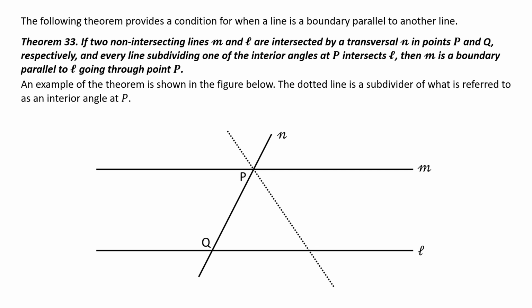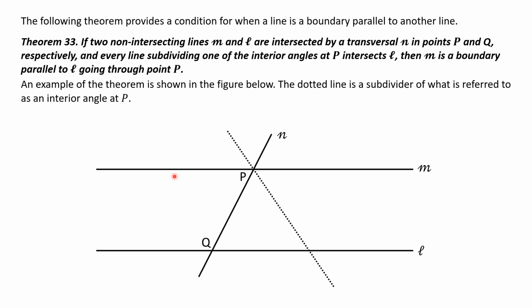The following theorem provides a condition for when a line is a boundary parallel to another line. If two non-intersecting lines, M and L, are intersected by a transversal N in points P and Q, respectively, and every line subdividing one of the interior angles at P intersects L, then M is a boundary parallel to L going through P.